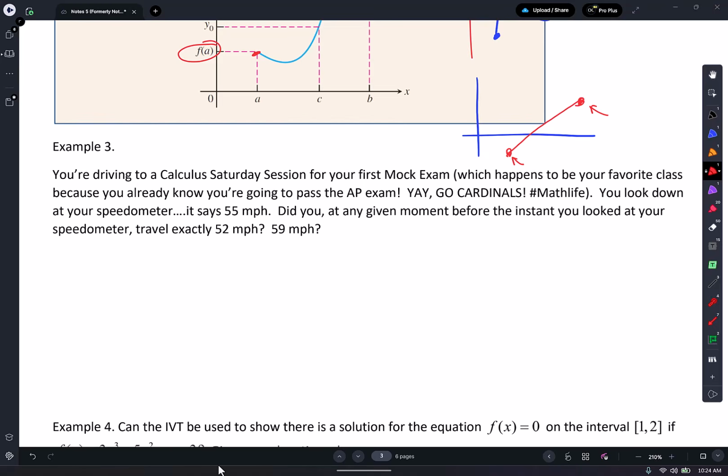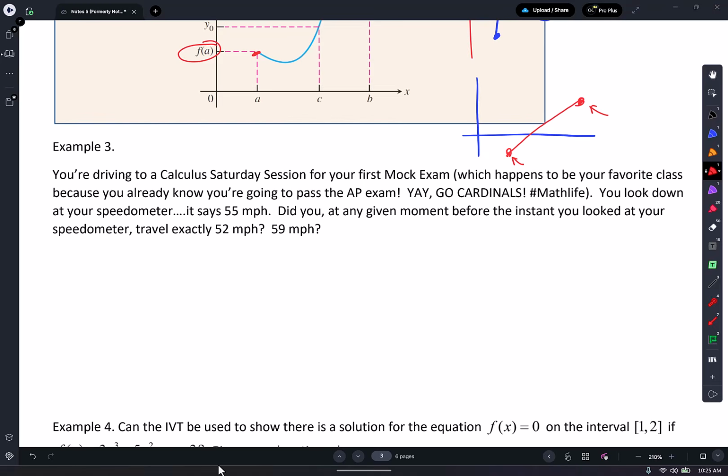Okay, do we understand the situation? So you're driving, and then you just look down, and the speedometer, when you look down, says 55. At that exact moment, when you look down and it said 55, did you at one time travel 52? You had to, because it's continuous. Did you travel 59? It's possible, but is it guaranteed? No, that's what the intermediate value theorem says.